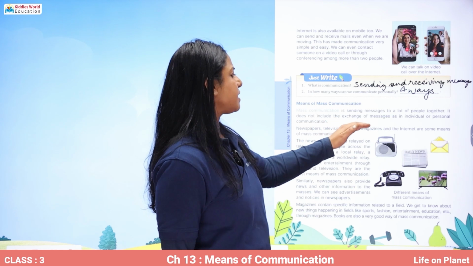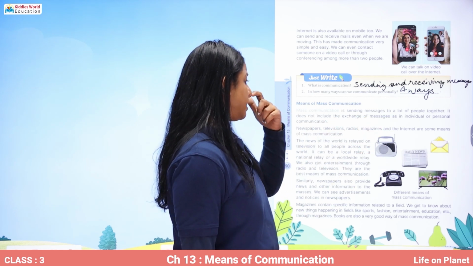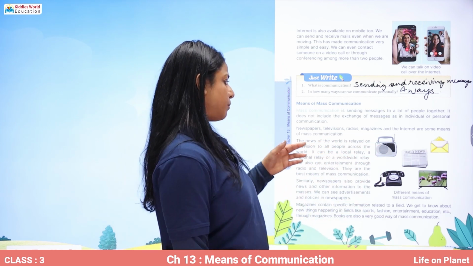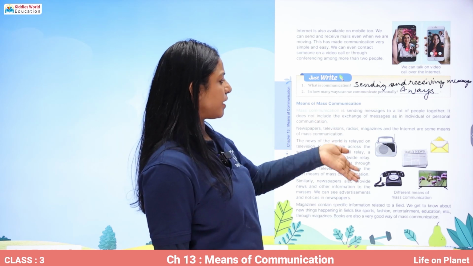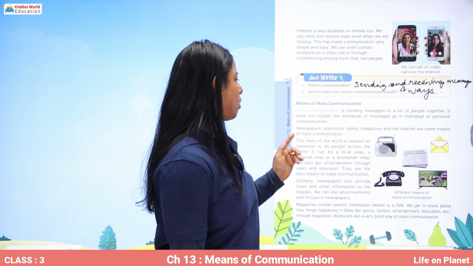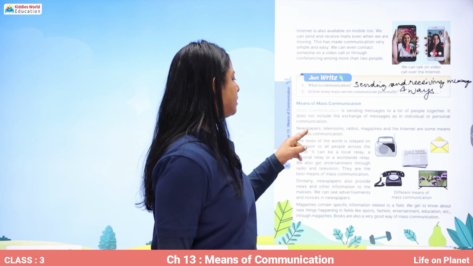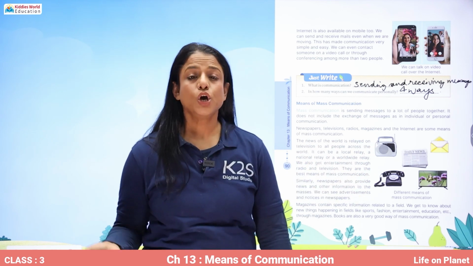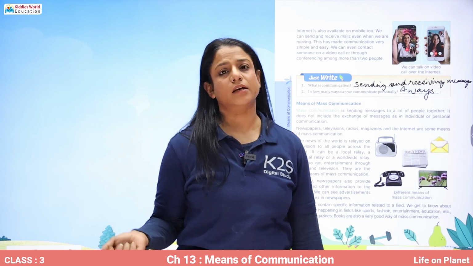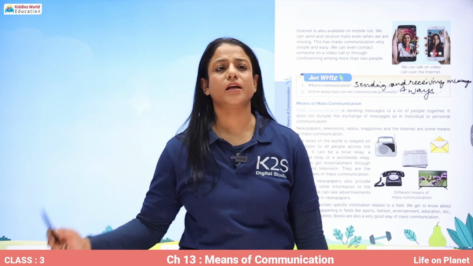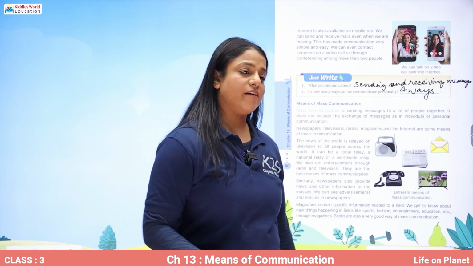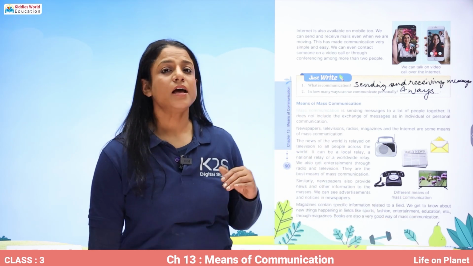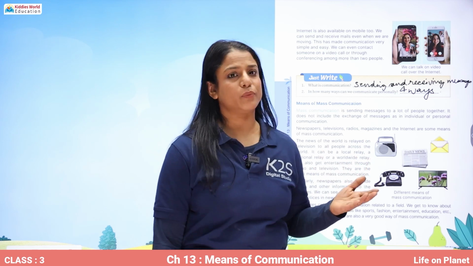So, mass communication is sending messages to a lot of people together. It does not include the exchange of messages as in individual or personal communication. So, newspaper, television, radio, magazines, and internet are some means of mass communication. The news of the world is relayed on television to all people across the world. So, through television, through news channels, we can see what is happening in every part of the world. So, if there is any war zone, we can know about it. If there is any development, any invention, we know about it.